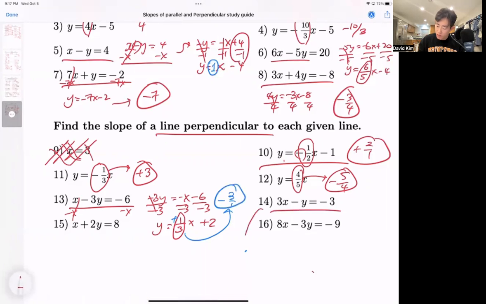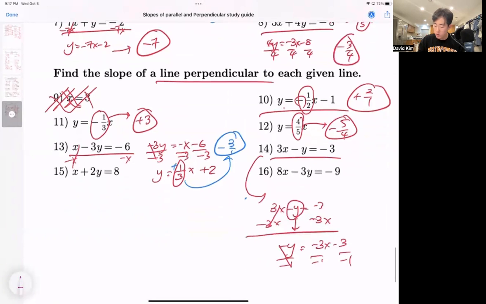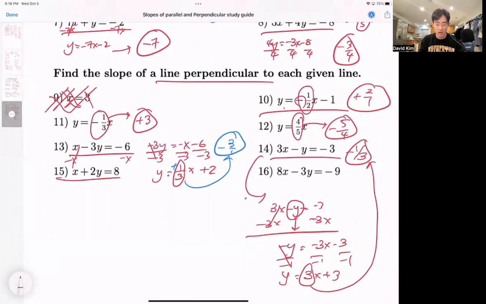Number 14, I will just write it down here. Subtract the 3x on both sides of the equation. The negative y comes down. Negative 3x minus 3. Divide everything by negative 1, if that helps you out, which will leave you with y equals positive 3x plus 3. The slope is 3. Turning it into a negative reciprocal will be a negative 1 over 3. I hope you guys understand that.